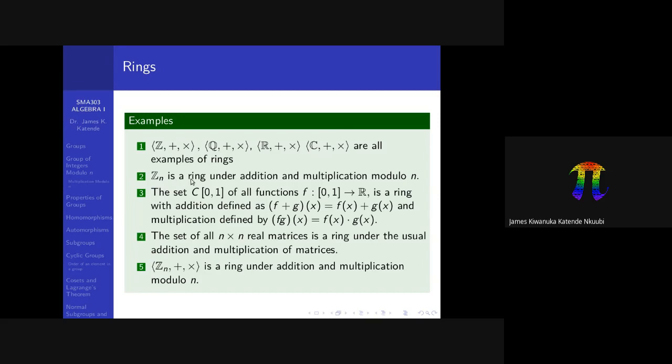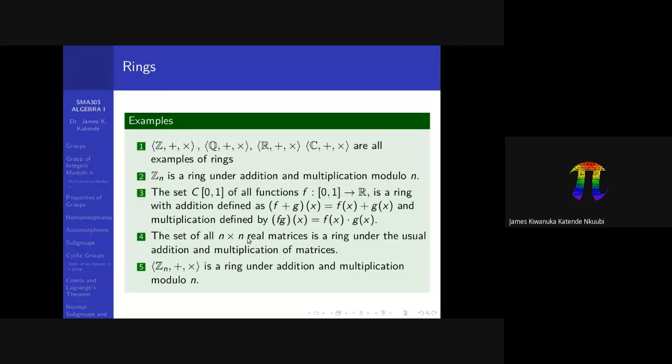The ring of integers modulo n. If you consider Zn, integers modulo n, they will form a ring. This is under the addition modulo n and also multiplication modulo n. We have seen how this works before. So those two operations will turn this set Zn into a ring. The other examples of rings as well, I think I've repeated this. Number 2 and 5 are the same.